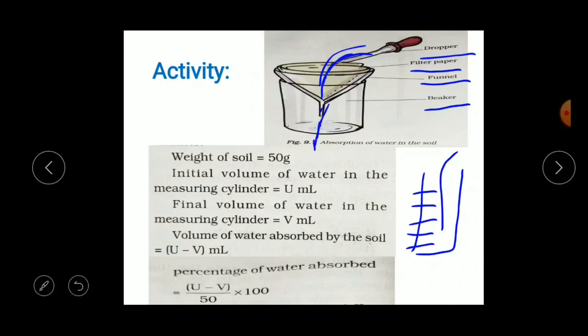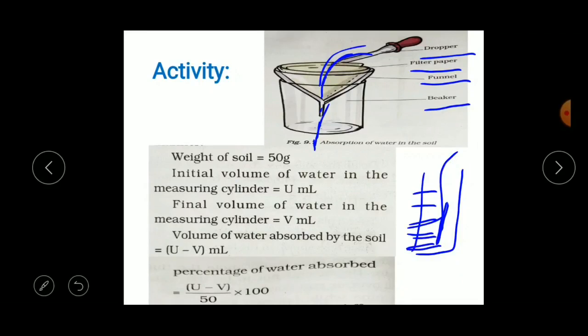Now subtract the amount of water left in the measuring cylinder from the amount you started with. You have taken the water from the measuring cylinder using a dropper, say 2 ml, 3 ml, 4 ml, 5 ml like this. Subtract the amount of water left in the measuring cylinder after pouring the water into the filter paper from the amount you started with. This is the amount of water retained by the soil.